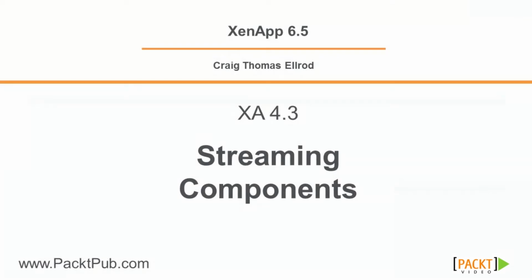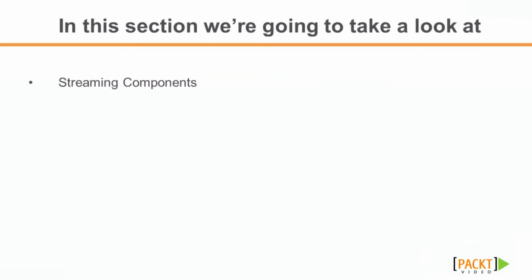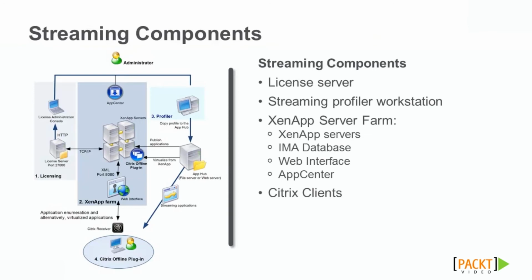Let's take a moment to look at the components that make up application streaming. The components related to a server farm that make applications available for streaming can be separated into 4 categories. Each of these functional categories consists of software running on one or more workstations or servers. Before you install the components for application streaming, refer to the system requirements for application streaming.